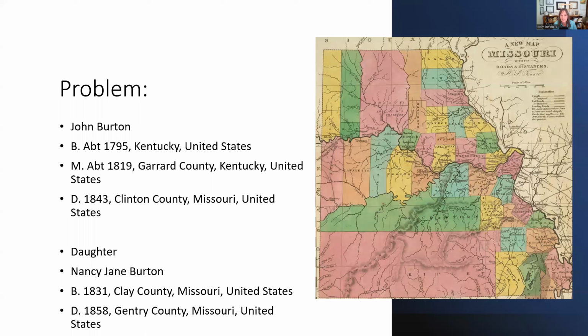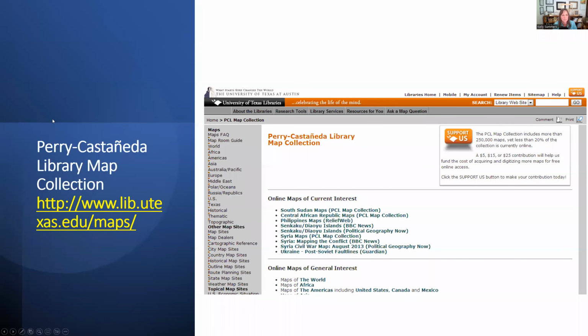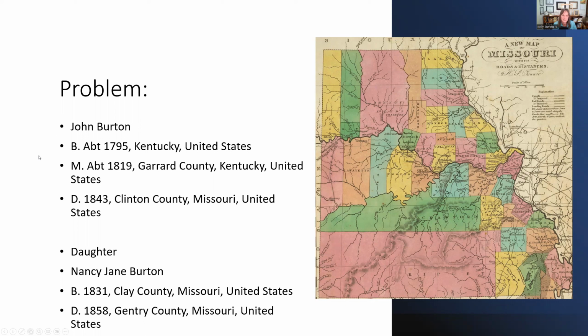Okay, let me tell you about this little problem. This is one of my own family. It's a research problem, and the first person here is John Burton. He's the father of the family, and he was born in 1795 in Kentucky. He was married about 1819 in Garrard County, Kentucky, and he died in 1843 in Clinton County, Missouri. So we can see that he migrated from Kentucky west to Missouri.